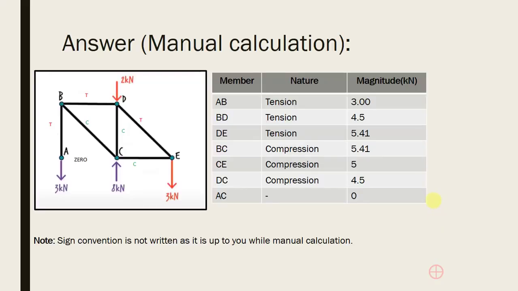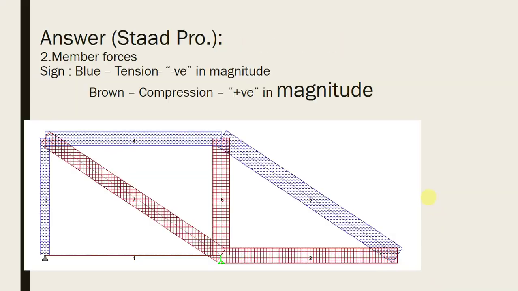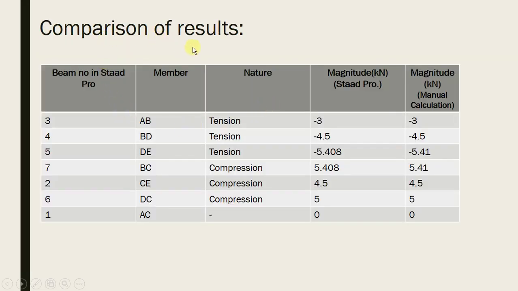Okay. Now again I would like to repeat, in StatPro for member forces and convention, blue color shows the tension having the negative value in magnitude and brown color shows the compression having the positive value in magnitude. Here this is the comparison of results. We have validated AB, we have validated BC, and we have validated zero force member. You can also validate other members as per your convenience.